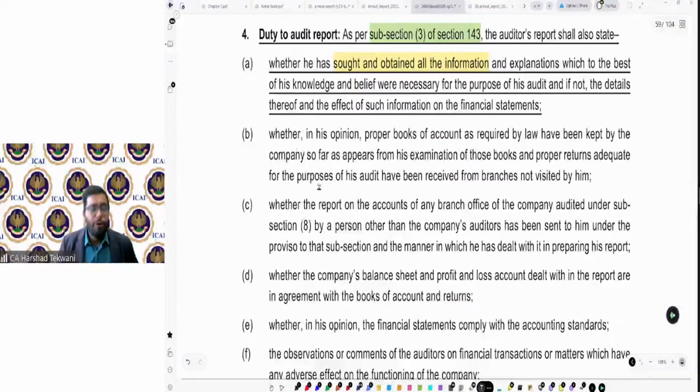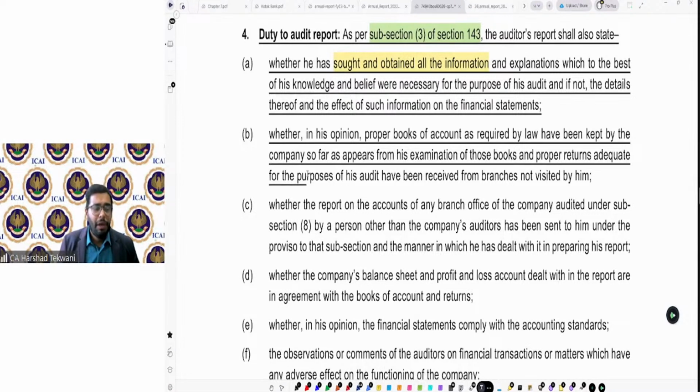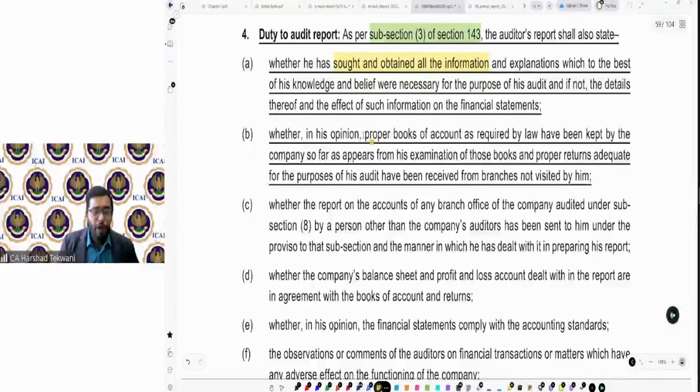Then the auditor is required to report whether, in his opinion, proper books of account as required by law have been kept by the company, as far as appears from his examination of those books, and proper returns adequate for the purpose of his audit have been received from the branches not visited by him. So two things. One, proper books of account as required by law. Number two, proper returns from the branches he has not visited. So whether he has received the information required for the purpose of audit from the branches he has not visited. If yes, then he needs to report accordingly.